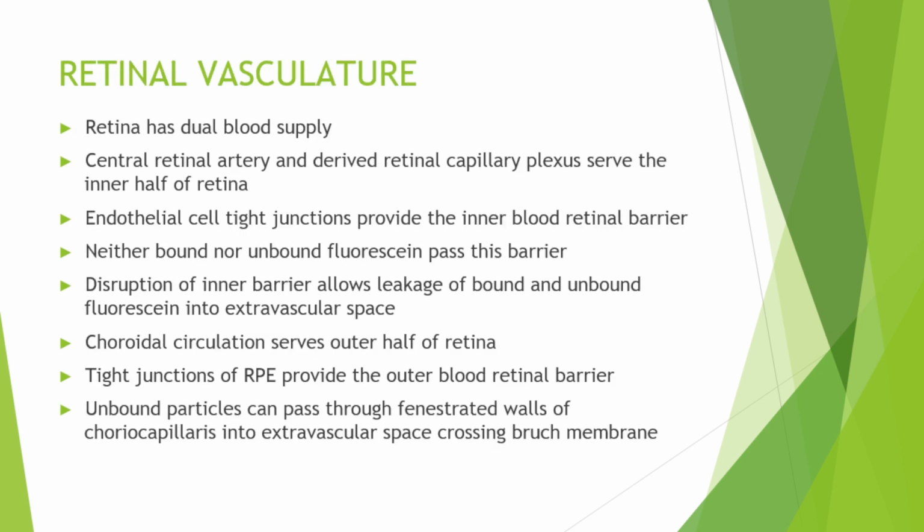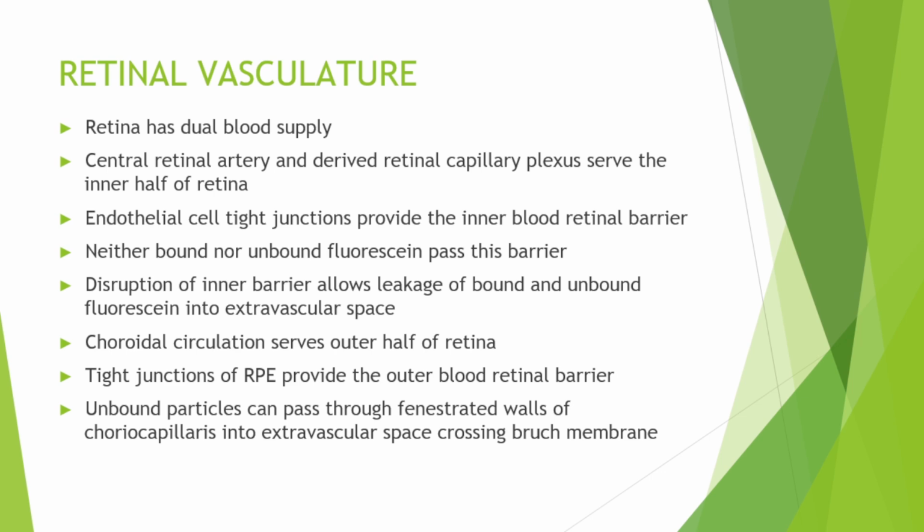Coming to the anatomy, the retina has a dual blood supply, the central retinal artery and the choroidal circulation supplied by the short posterior ciliary arteries. The central retinal artery supplies the inner half of the retina. The inner blood retinal barrier is formed by the tight junctions of the endothelial cells. It does not allow bound or unbound fluorescein molecules to pass through it. So if there is any disruption in this inner blood retinal barrier, there is leakage of these bound and unbound fluorescein molecules into the extravascular space.